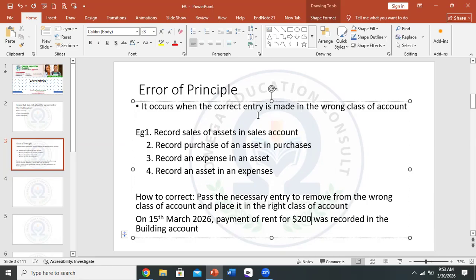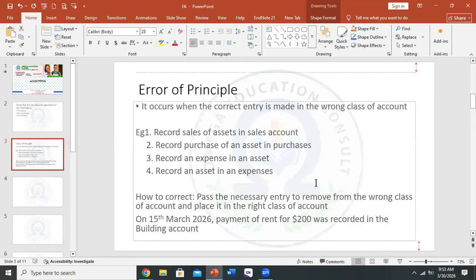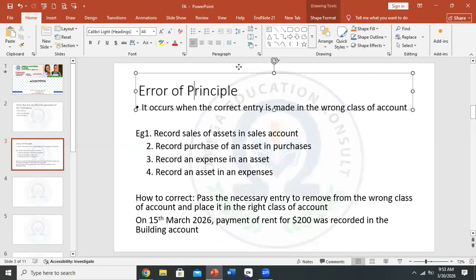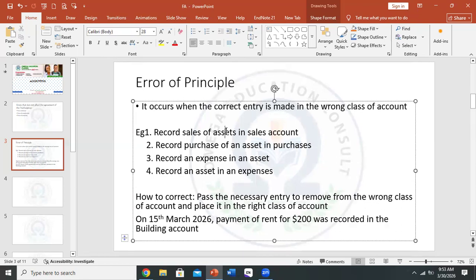Okay. So in order to correct it, what it means is that here we have to pass the entry to cancel the entry we made in the wrong account, which is the building account. And then we'll put it in the right account, which is the rent account. Does that make sense? Can we attempt to see in this case which account to debit and which account to credit? So you paid for rent and you recorded it in building account. This is an error. How would you correct it? Or what entry would you pass? Which account will you debit? Which account will you credit to correct this error? Let me see.